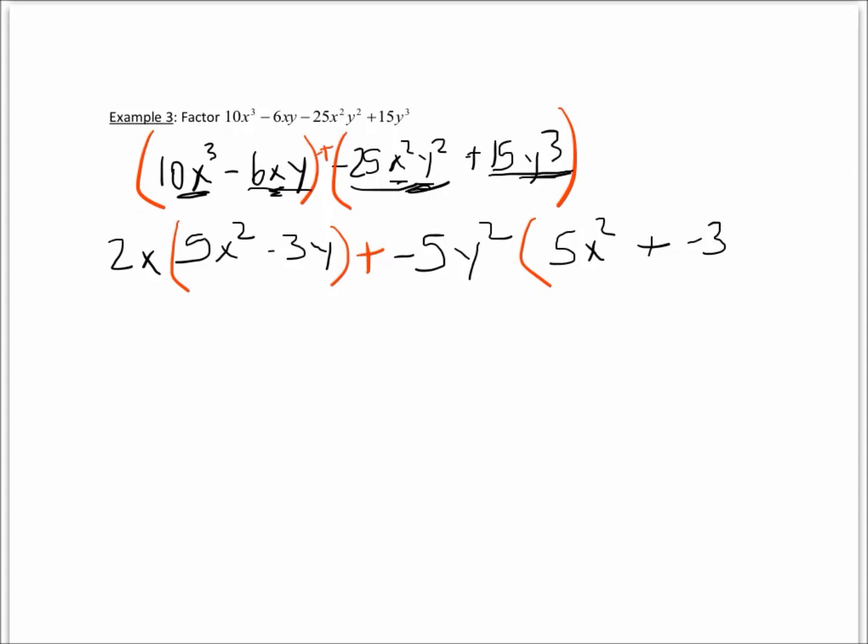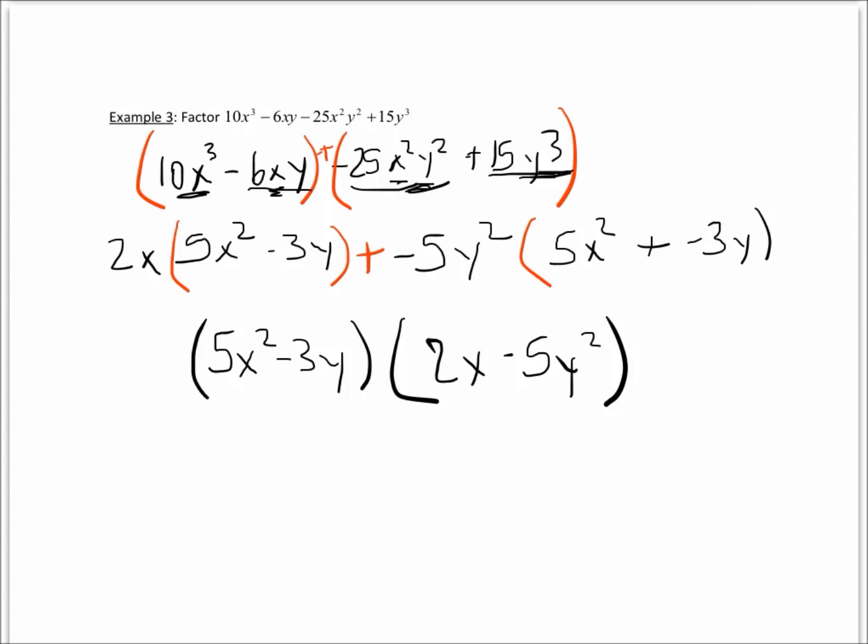And then I had 3 y's originally. I pulled 2 out, which means 1 is left. And look at the phenomena that happened again. What's inside the group is the same. That's something that tells me I did it right. That's my first factor. 5x squared minus 3y is the first factor. And the second factor is what's left on the outside, 2x minus 5y squared.